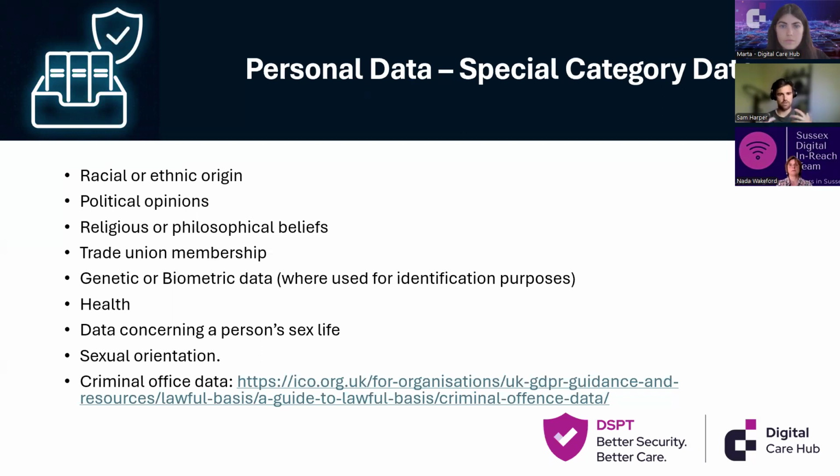So racial or ethnic origin, political opinions, religious or philosophical beliefs, trade union membership, genetic or biometric data, if you're using it to identify someone, health, data concerning a person's sex life, sexual orientation, and criminal offence data. We'll just highlight again, like I did before, criminal offence data does have additional guidelines. So I've included a link here with full guidance on what to do in that scenario and how to handle that data. As I say, these two slides, they encompass what is deemed high risk. And if any of this fits with the data that we are managing, then we need to do a data protection impact assessment.